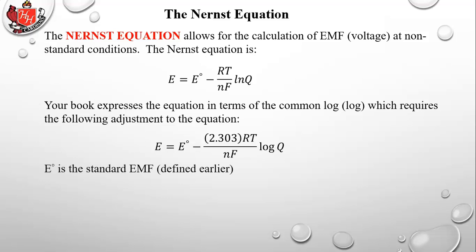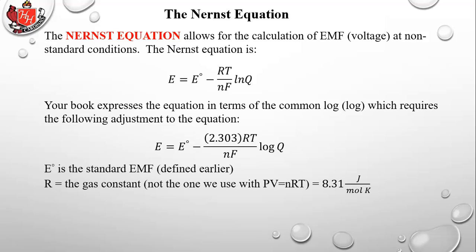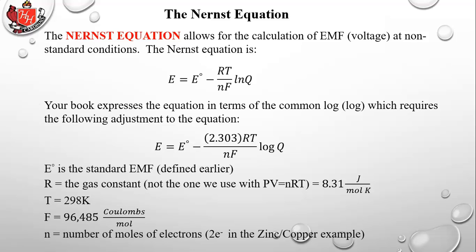So the standard E is the standard EMF defined earlier. R is the gas constant. Now, it's not the one you use with PV equals nRT. That one has liter atmospheres in the numerator of the units. This one is joules. So it's the other gas constant, the 8.31 gas constant. Temperature is 298 Kelvin. They're keeping that at 298. There's Faraday's constant. And the N is the number of moles of electrons, so that's going to be 2.